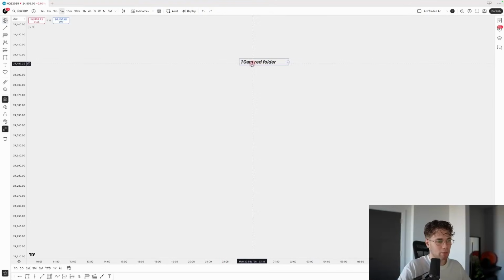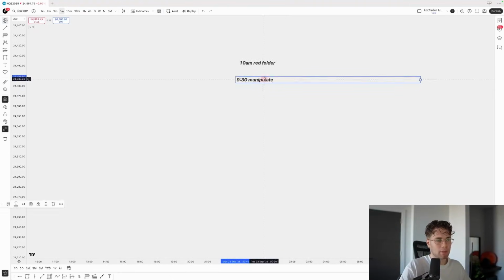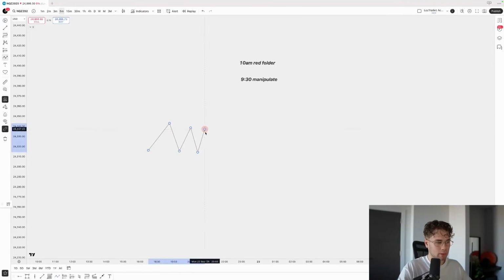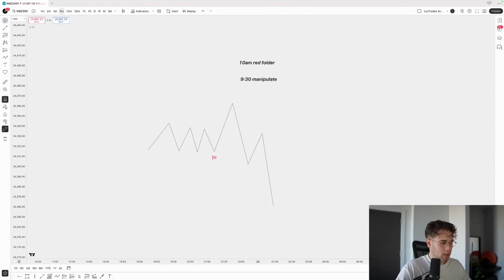When we have a 10 a.m. red folder, you are looking for 9:30. You are waiting for 9:30 because we need to see 9:30 manipulate, all right? When you have 10 a.m. red folder, no 8:30, ignore 8:30. Just use it as an opening price the same way you'd use midnight. When we have 10 a.m. red folder, you can see 9:30 manipulate. Okay, so let's say that's 9:30 there, then 10 a.m., right? So 9:30 the flag, and then we'll do this as 10 a.m.